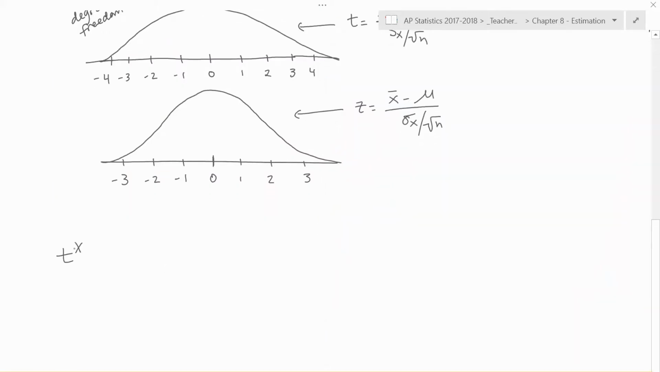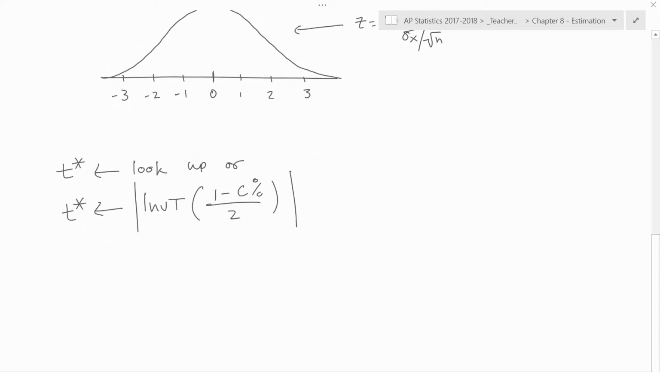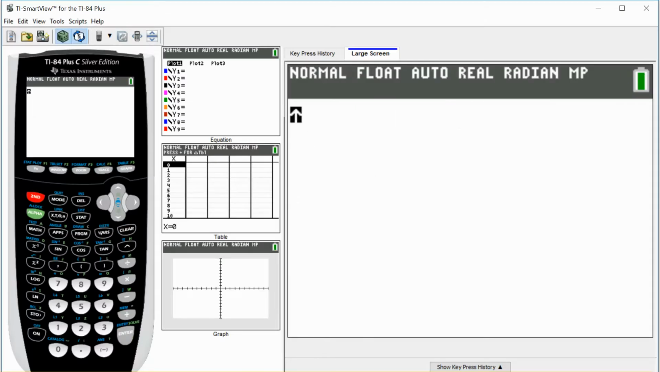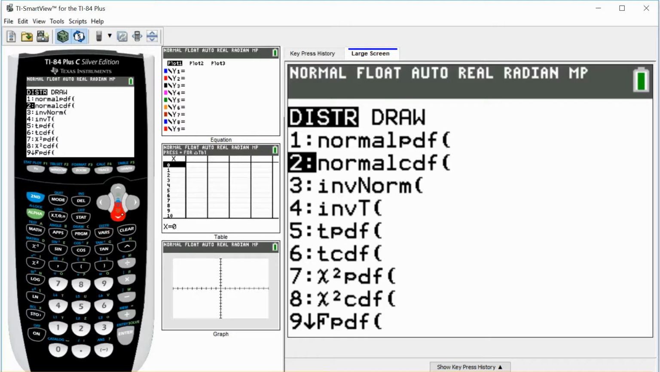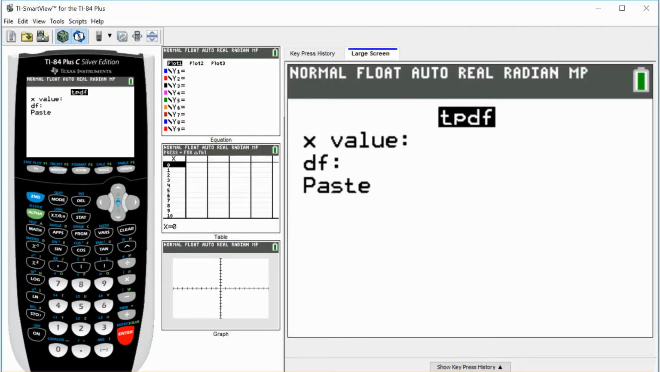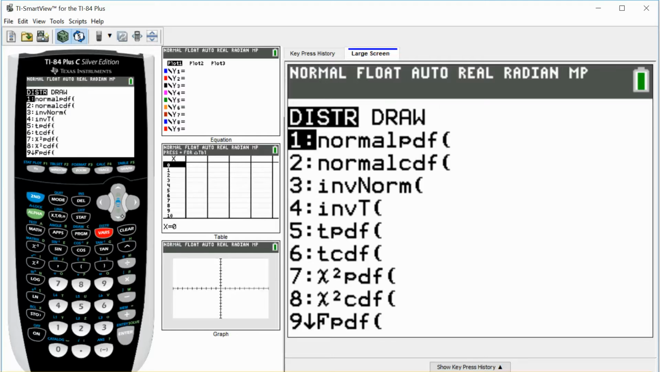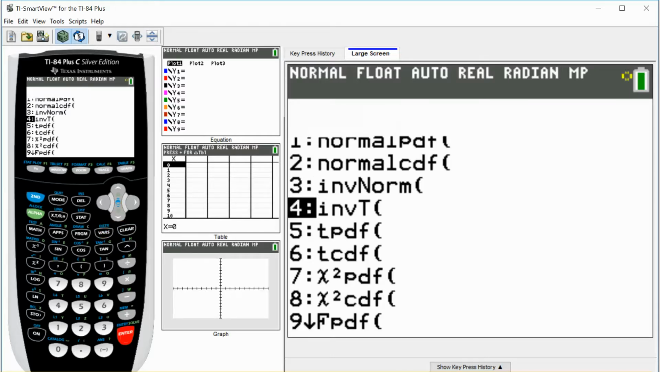So t star, we can look up, or we could do inverse t and its absolute value, 1 minus confidence level over 2. All right, so I would go to inverse norm, or second vars, and inverse t, and I'm going to have to plug in some additional information. I hit the wrong one. Inverse t.